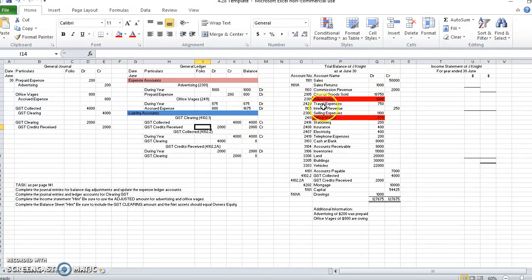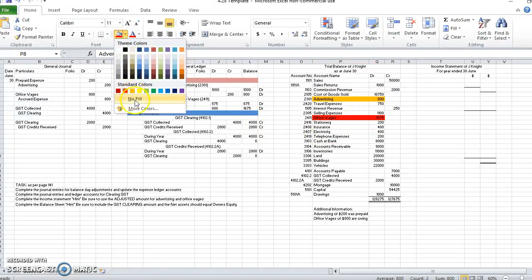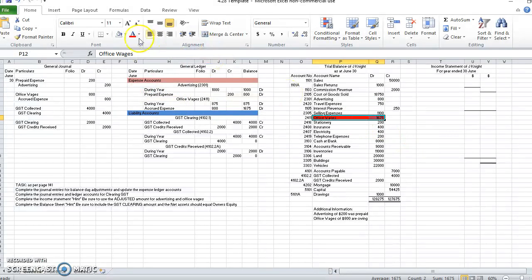This is a summary. So advertising is no longer 1,000, it's 800. And office wages is no longer 875, it's 1,675. They've stayed as a debit balance, but they've increased. So we'll increase those now by just saying this is now equal to this cell. And this is now equal to this cell. These are the new adjusted balances. So we can clear out that color so that we're ready to create our statements.